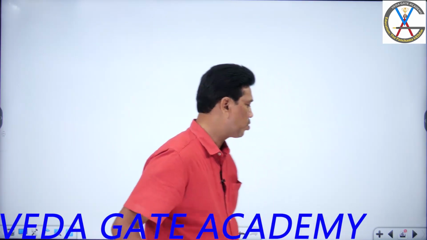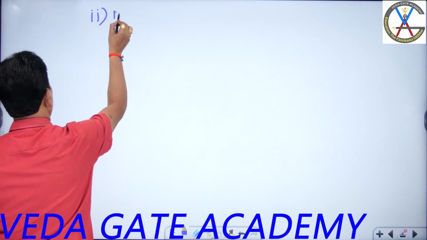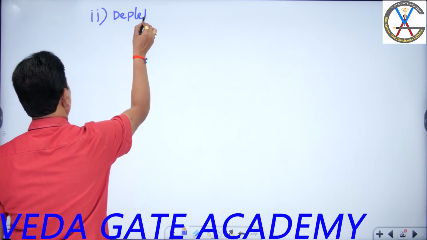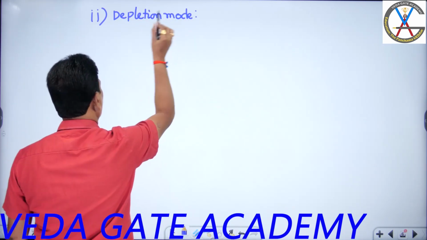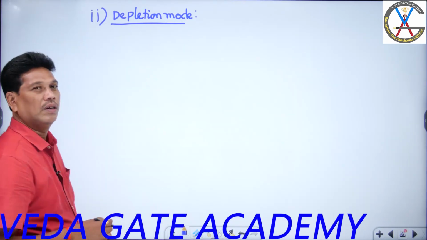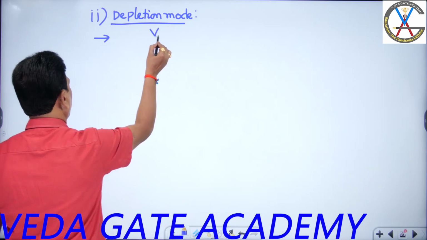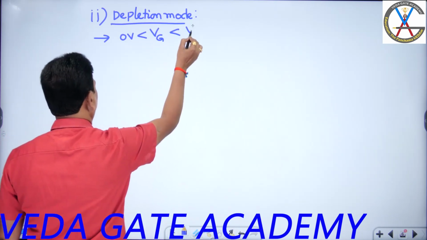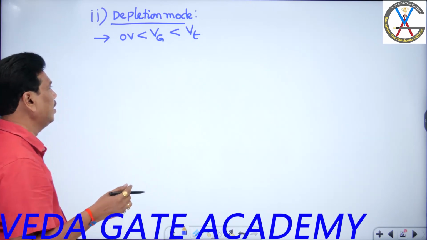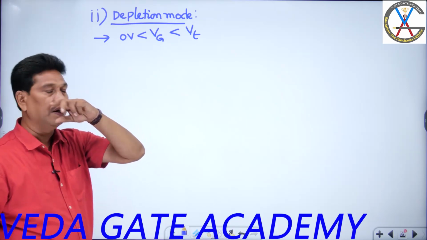That is called the depletion mode. So what is this depletion mode, sir? Second mode. Here you see this one now. The applied gate voltage should be greater than 0 volts and less than the threshold voltage. VT stands for threshold voltage.